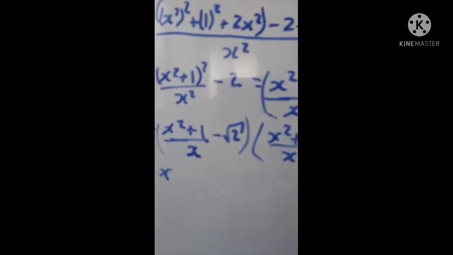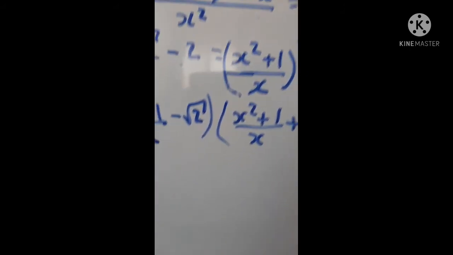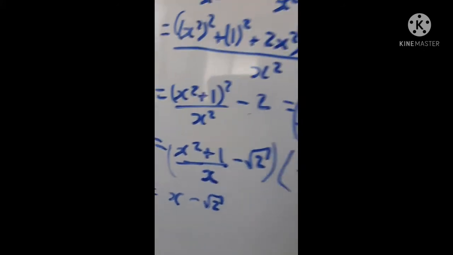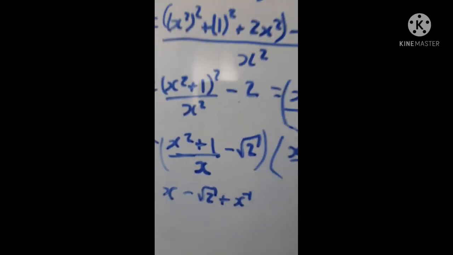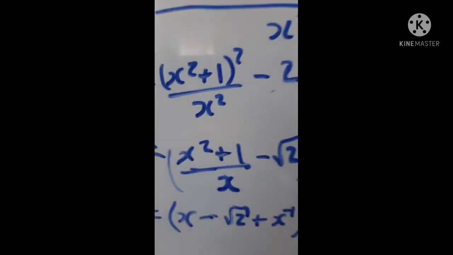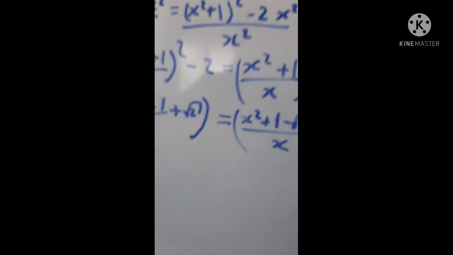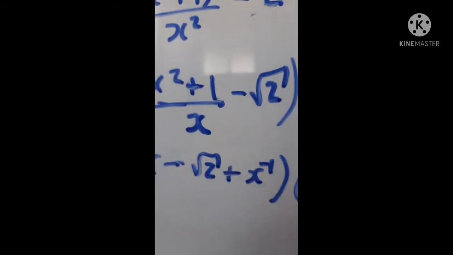Now we'll write it in order, right? So that would be minus root 2, plus 1 over x, plus x inverse. That looks neater, so I'm going to write it like that. And here I think just the minus sign changes to plus, so yeah, that's pretty neat.